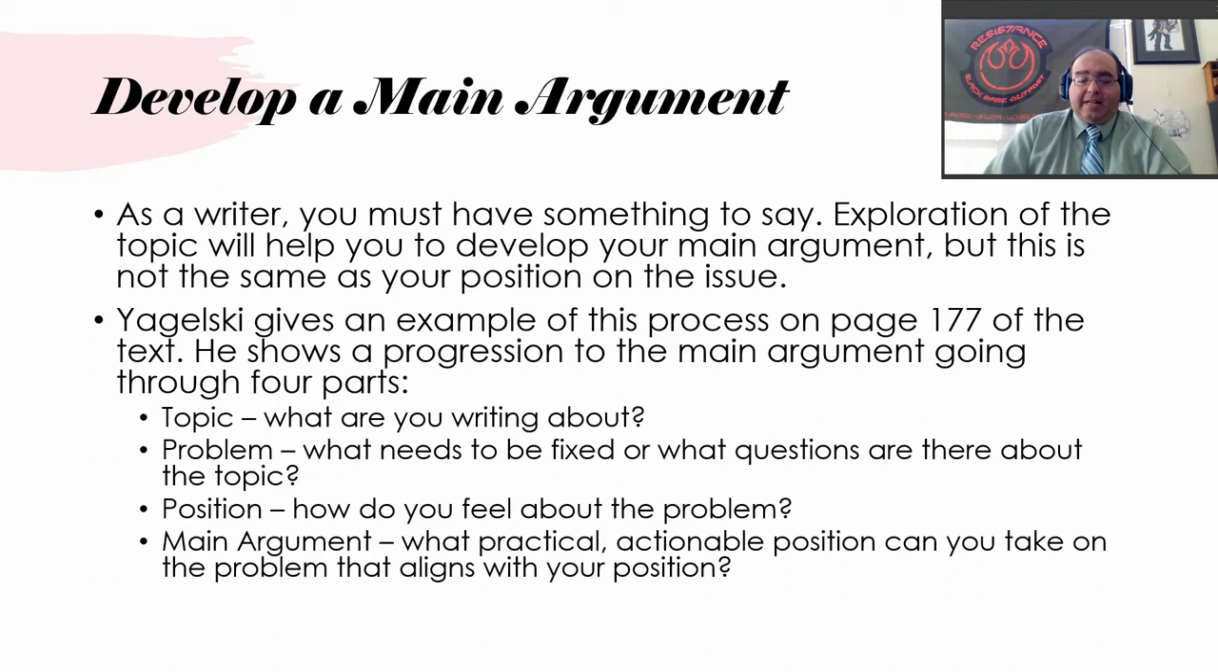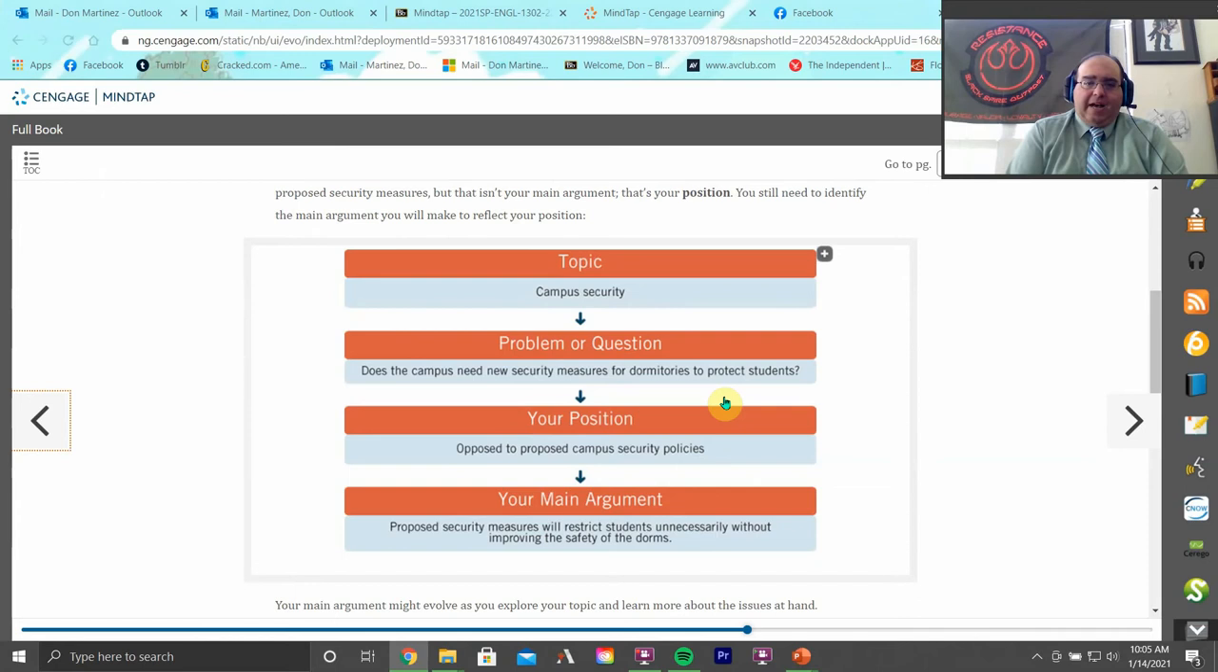All right, so the example that Yagelski gives you is a four-tiered approach to an argument essay about campus security. Okay, so first off, we have our topic there. Our topic is campus security. Second, problem or question. Does the campus need new security measures for dormitories to protect students?